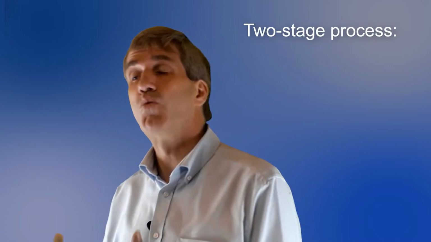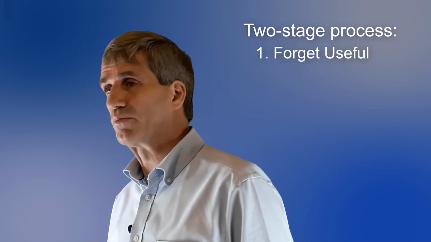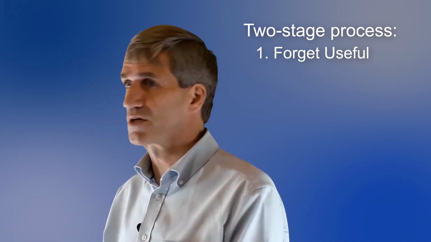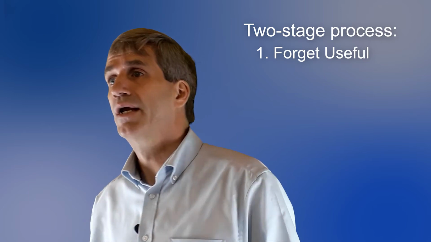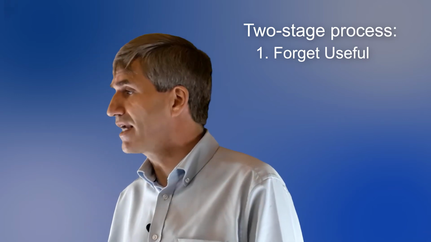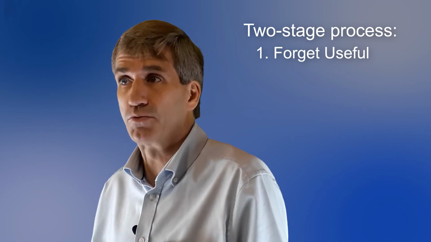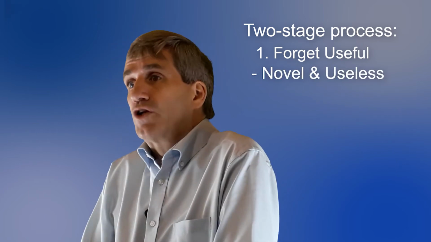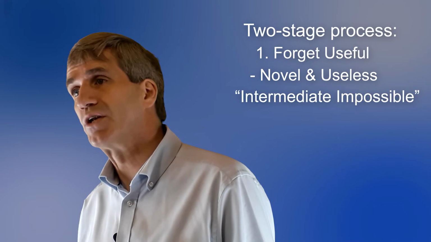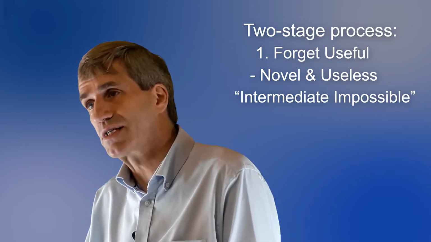And there's a whole range of creative process techniques that we can use to do that. Creativity is fundamentally a two-stage process. And stage one of the process is to forget useful completely. We're not interested in useful, we need to suppress that. We need to focus on novelty. Give me a novel idea that's crazy, outrageous, ridiculous. It would solve the problem if only it were possible, which it is not. That novel and useless idea we call an intermediate impossible, and it is the essential stepping stone towards creativity.